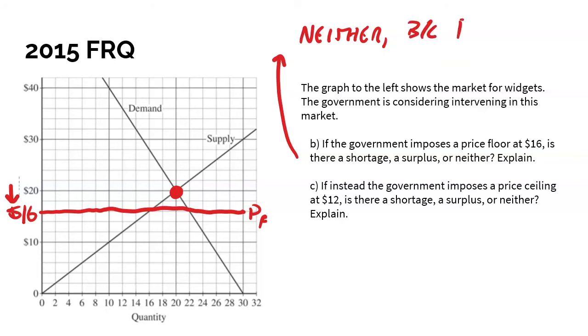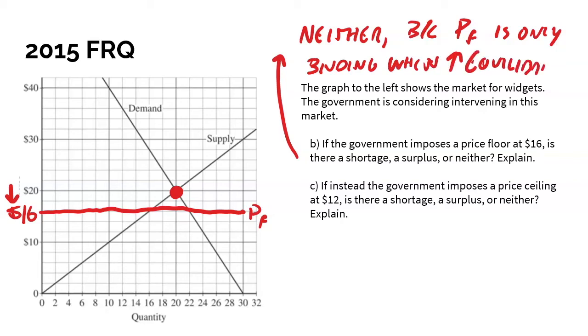Because a price floor is only binding when placed above equilibrium. Right? All right, so let's move on to part C.